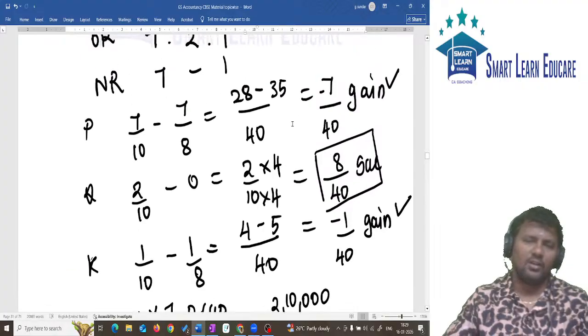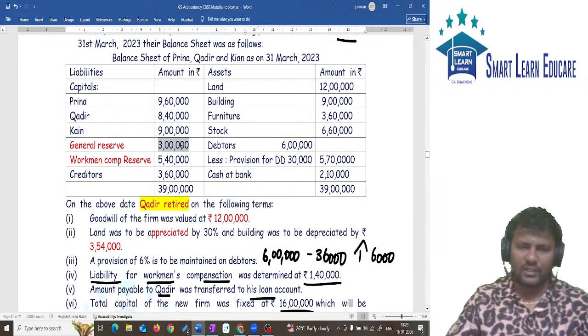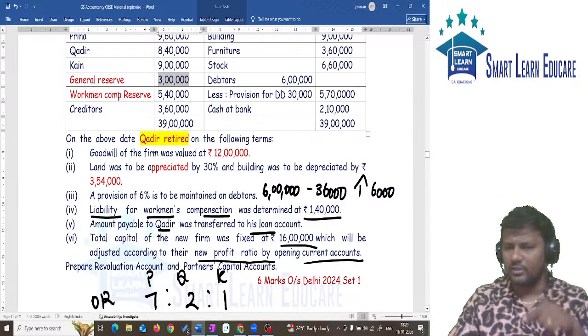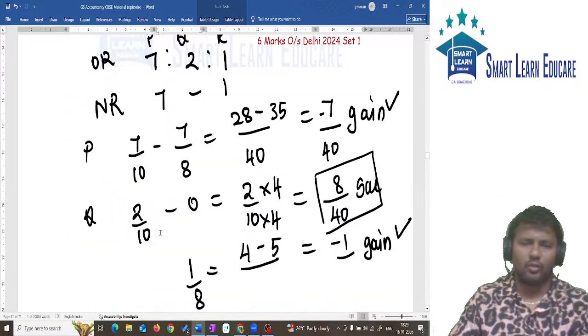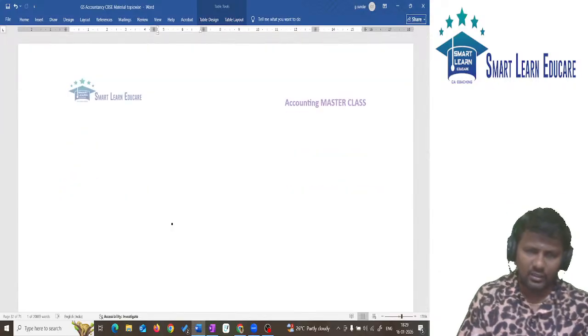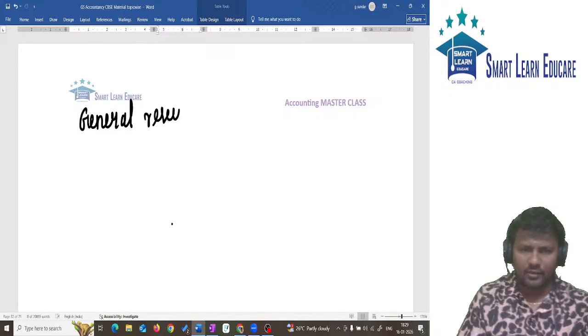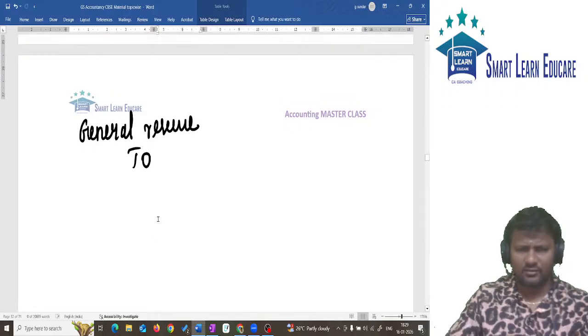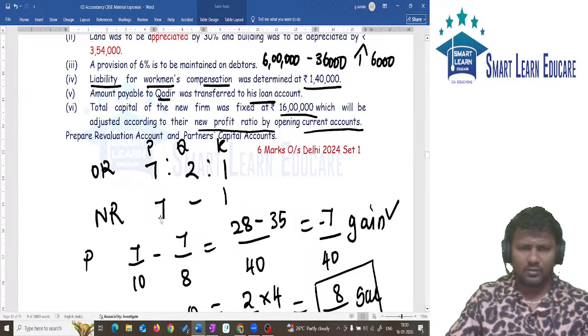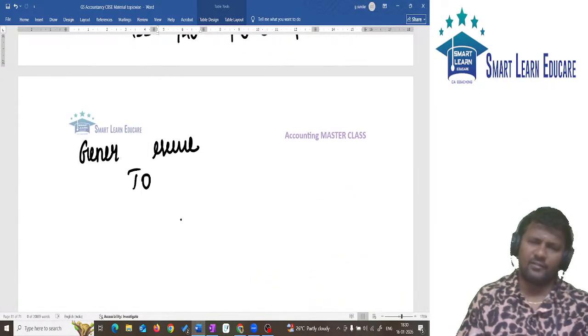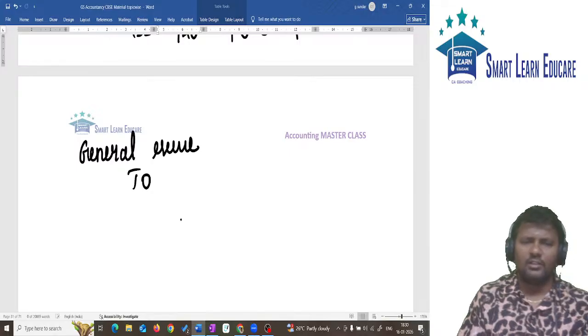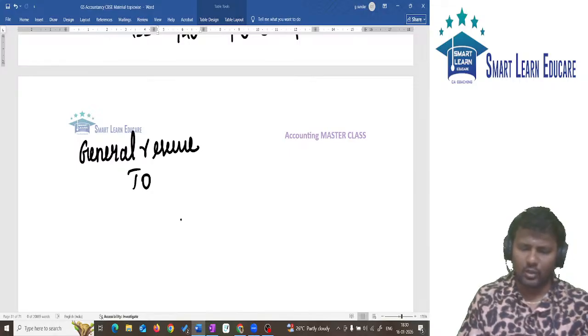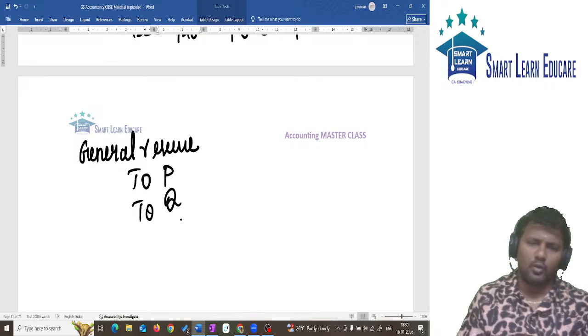Next, reserve. How much reserve do we have? General reserve 3 lakh. No information is given about the reserve, so reserve should always be transferred to partners' capital. What is the entry? General reserve account debit to old partners. Who are the old partners? To P's capital, to Q's capital, to K's capital.